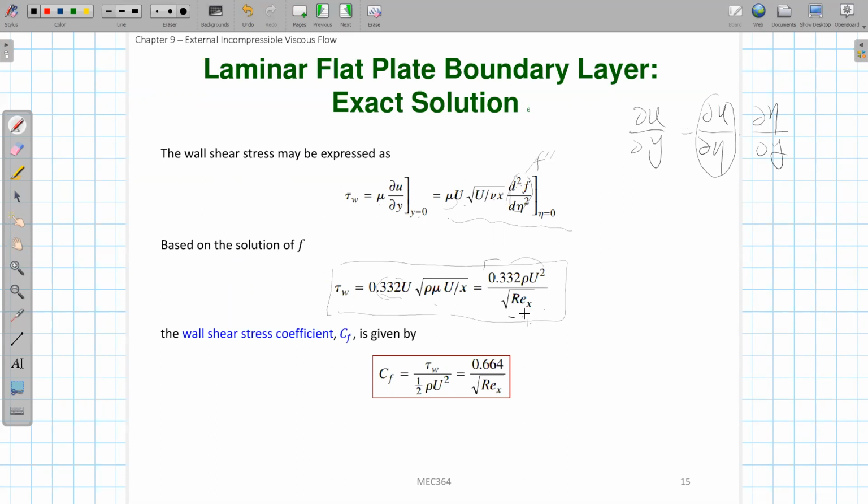Usually we would like to write this tau w in a dimensionless format. So we define the shear stress coefficient CF. This is a non-dimensional parameter. This CF will be equal to tau w divided by 1/2 rho U squared, where this U is the free stream U. You substitute this into here, and you get that the shear stress coefficient CF will be 0.664 over the square root of Reynolds number x.